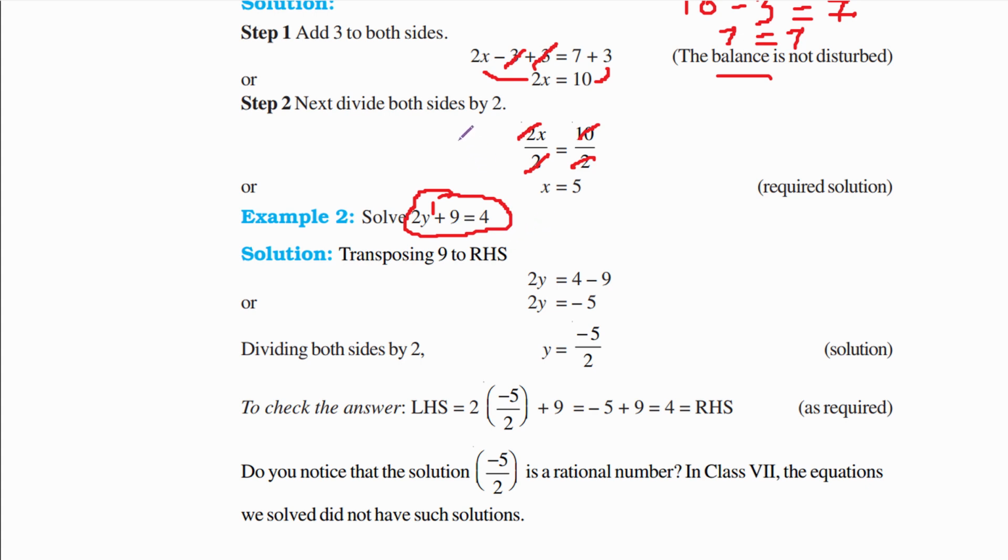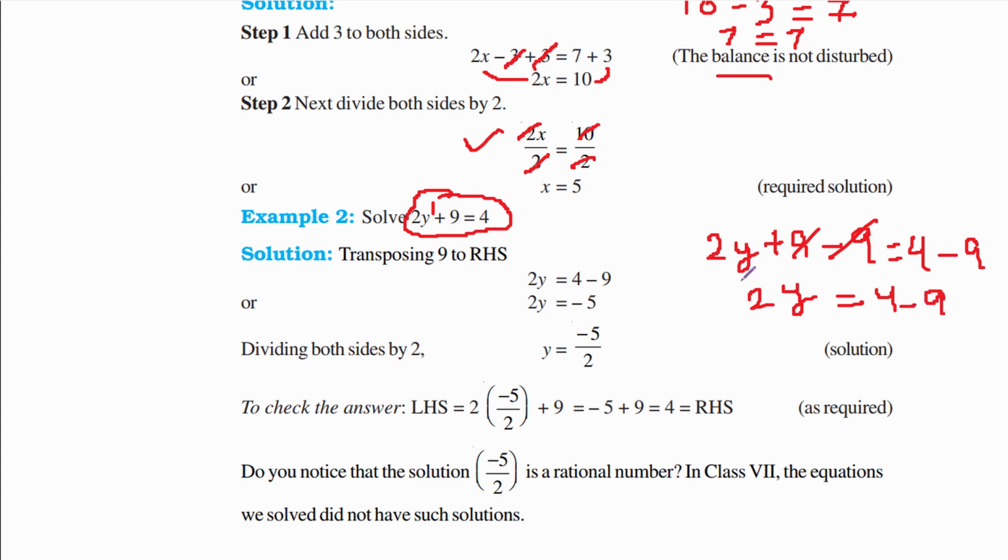One way is as we did here, that is we could write 2y plus 9 and introduce -9 so that this can be eliminated. So it would be 4. Again, we should introduce -9 in order to balance our equation. So this would cancel out and we would be left with 2y equals 4 minus 9. But that was okay in previous classes. If you observe what is happening here, this plus 9 is getting transposed. This is the basic concept which ultimately leads us to this step, that is transposing.